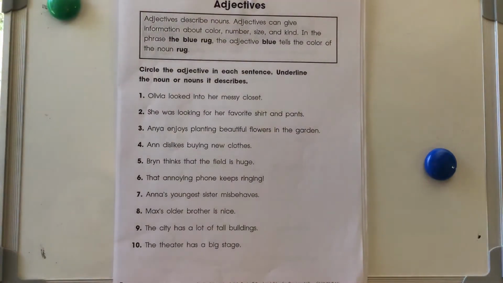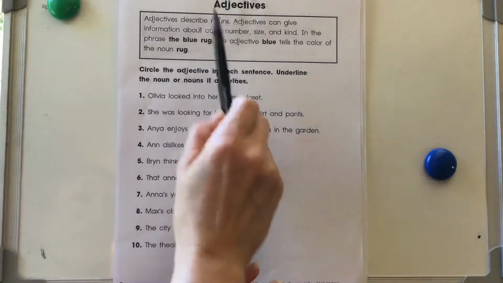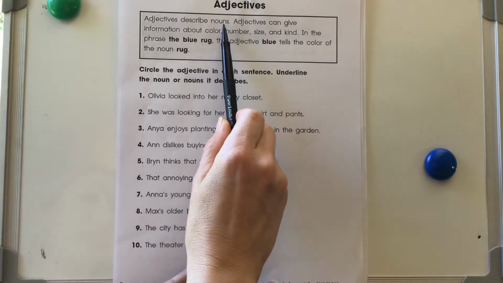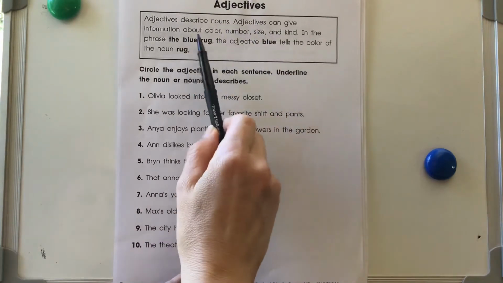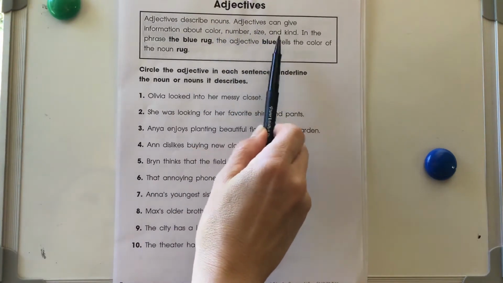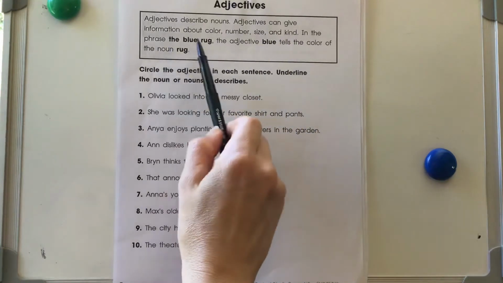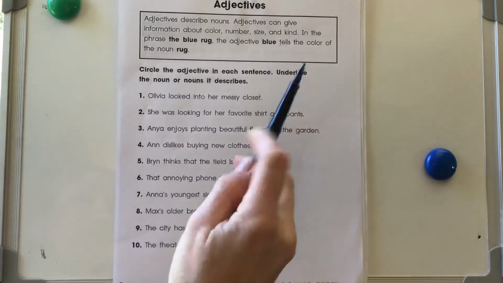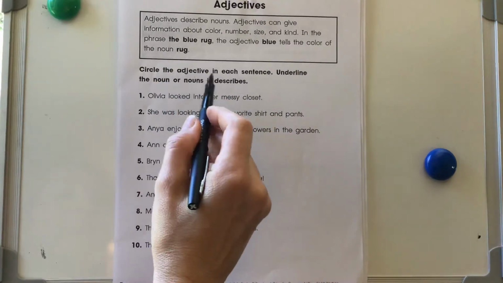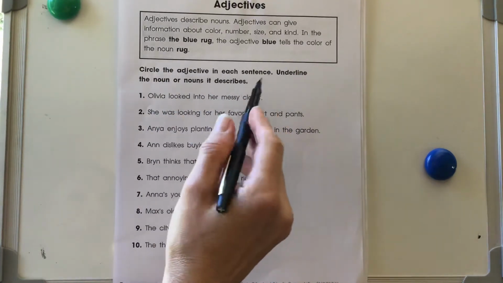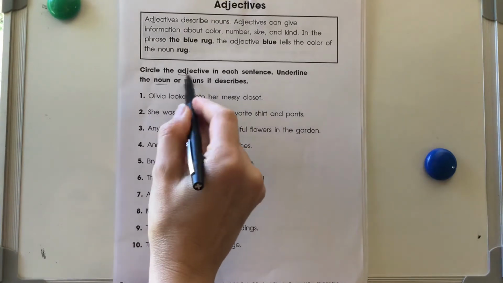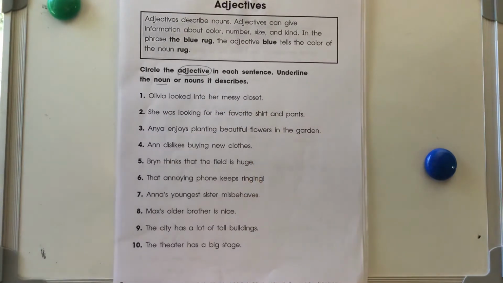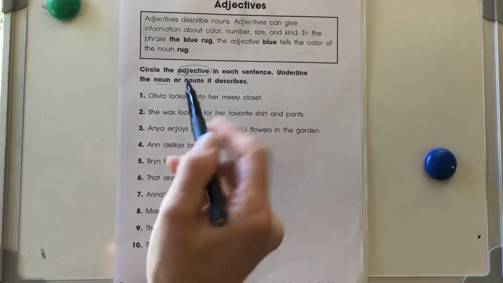Okay, adjectives. Adjectives describe nouns. Remember, nouns are persons, places, or things. Adjectives can give information about color, number, size, and kind. In the phrase "the blue rug," the adjective blue tells the color of the noun rug. So we're going to be circling the adjective in each sentence and underlining nouns. So, circling adjectives, underlining nouns, okay?